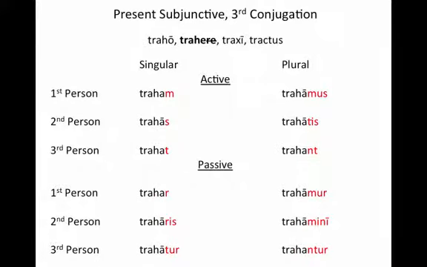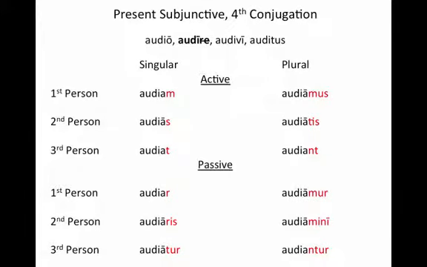Traho, trahere, traxi, tractus, third conjugation. Go to the infinitive, trahere, drop the RE, change the E to an A. Same endings, same meaning as though it were indicative, just use it differently, which we'll talk about in a later video. And finally, fourth conjugation and third IO. Audio, audire, audivi, auditus, drop off the RE, change your vowel to IA, add the same endings.